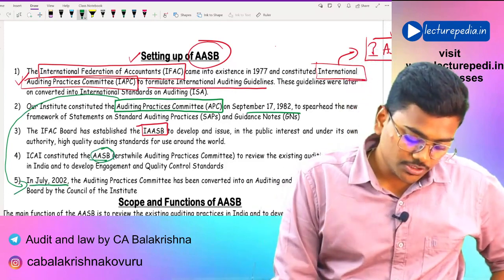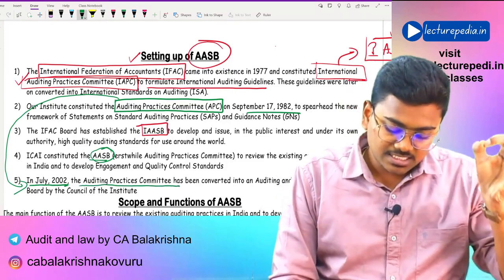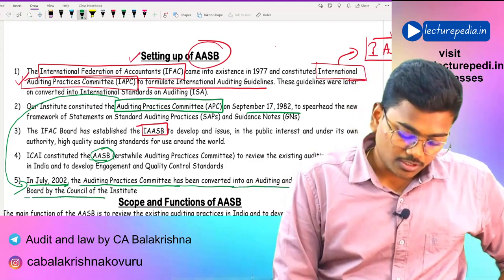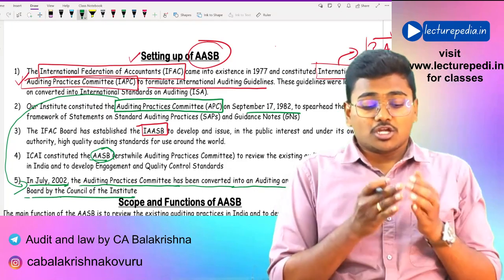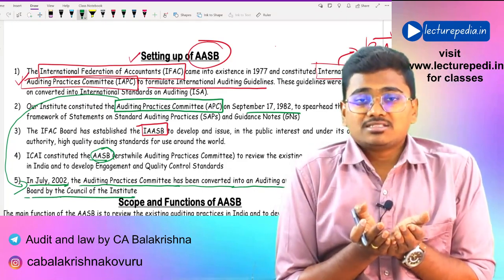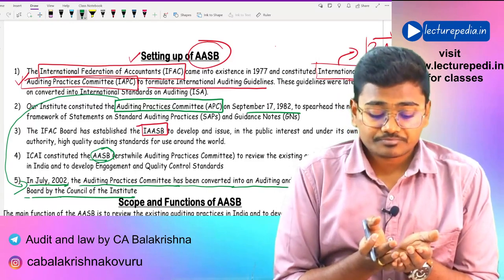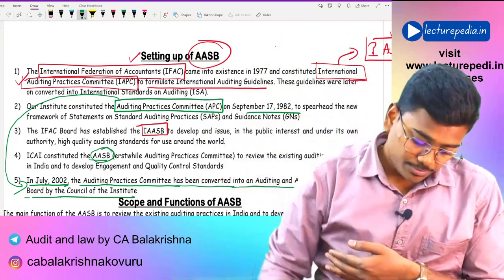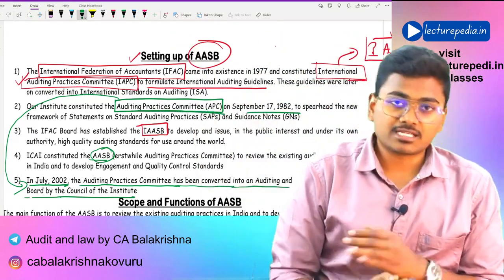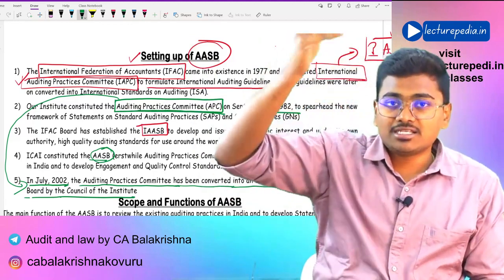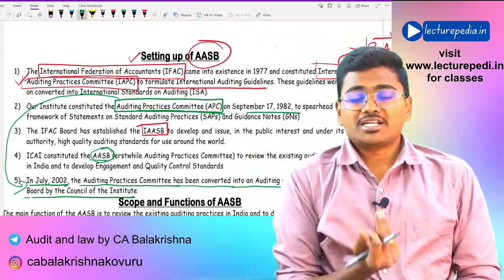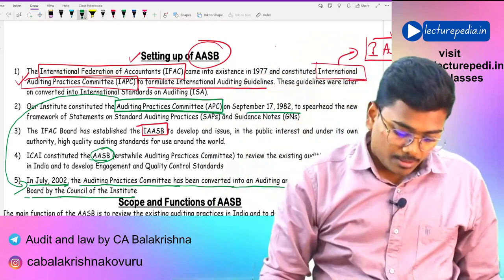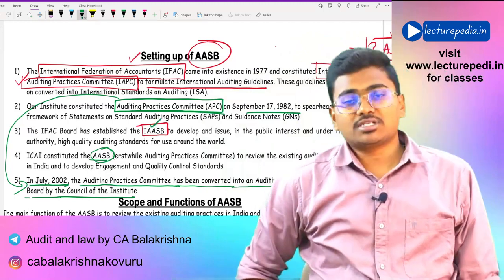If you see, in July 2002, the Auditing Practices Committee was converted into the Auditing and Assurance Standards Board by the Council of the Institute. That means the present day Auditing and Assurance Standards Board was converted from the previous name, Auditing Practices Committee. Hope that is clear. And internationally there is a body by the name International Auditing and Assurance Standards Board.